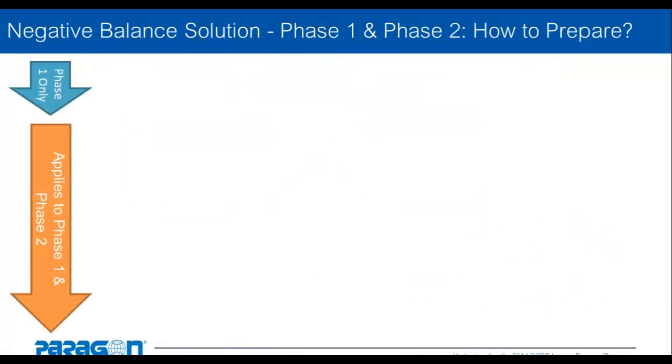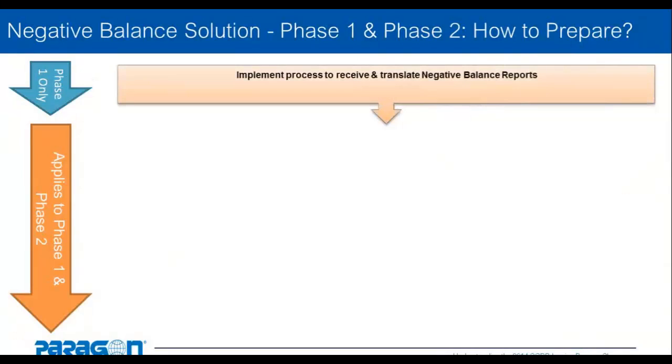So far we've reviewed in detail what changes are coming as a result of the negative balance solution Phase 1 and Phase 2. So let's review in detail how to prepare your organization for these process changes. The first area we will review is a process to receive and translate negative balance reports. This is specific to Phase 1. Some of you may have already completed this step in preparation for the reports that were previously distributed in October 2013. In the event you have not, let's quickly review the high-level areas you'll need to review to complete this preparation step.